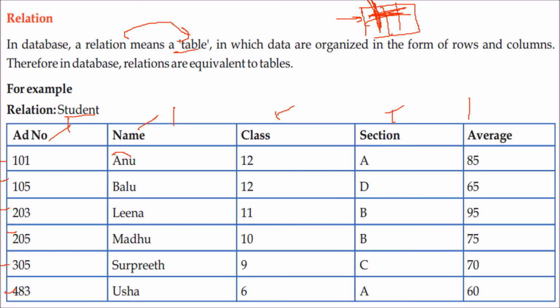And you see, Anu is studying in class 12th. He or she is in section A. He or she has an average of 85, and his admission number is 101. So this is a tuple, which is related data. One tuple is one record. One column is specifying a property, meaning name. All these will be names only. All these will be class only.